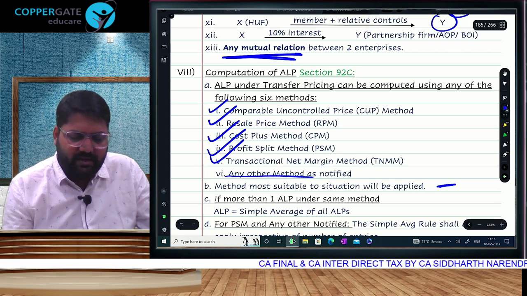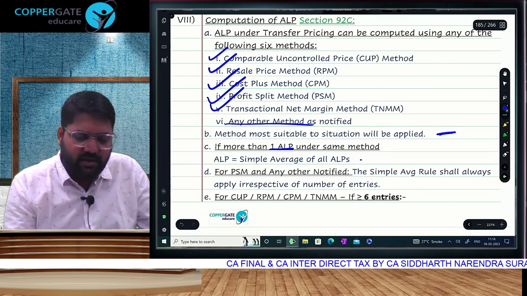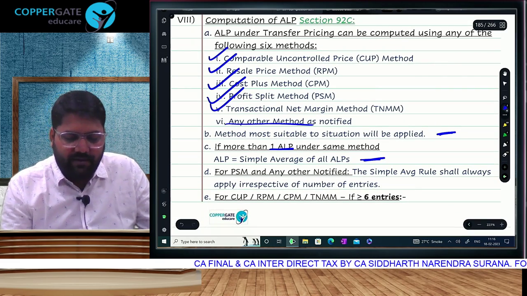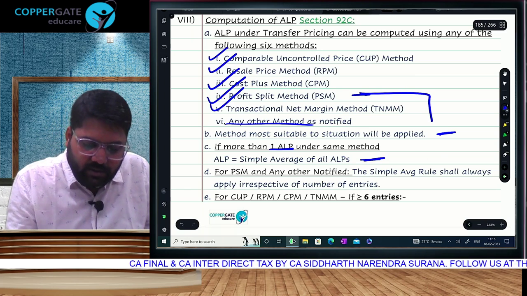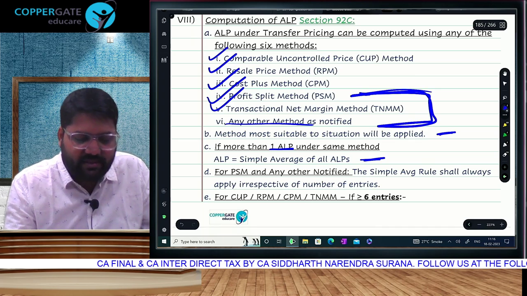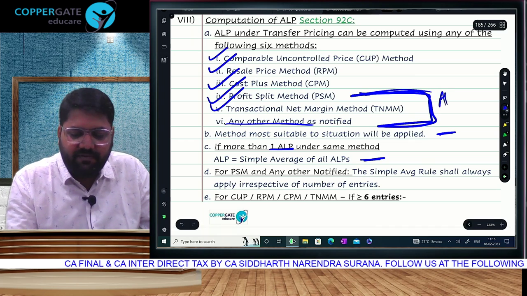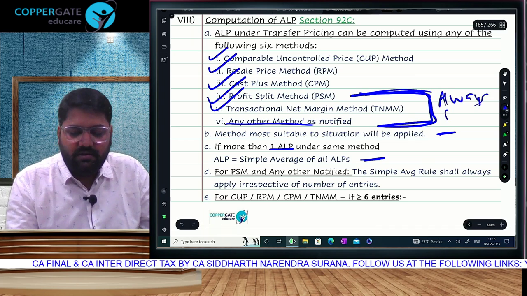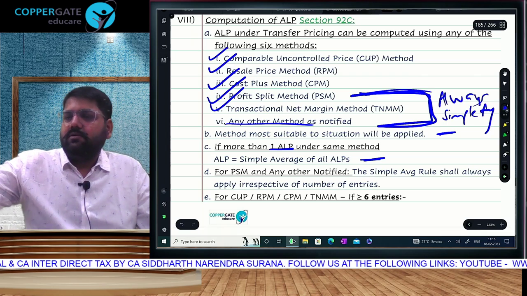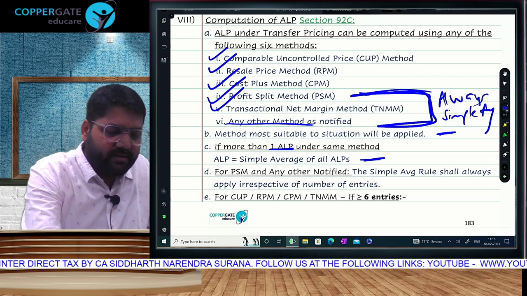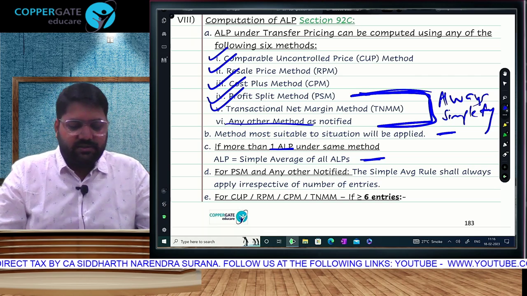You can choose any method, and if you have more than one ALP, you will take the simple average. If the method that you have used is profit split or any other, meaning method number 4 or 6, then here we will always take the simple average. In these two methods, we will always take the simple average.